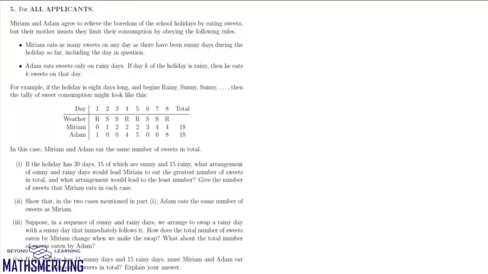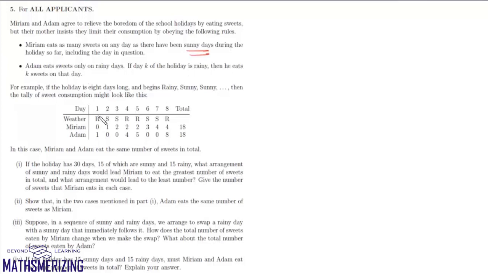Now question number 5 is some sort of puzzle. It says Miriam and Adam agree to relieve the boredom of the school holiday by eating sweets, but their mother insists that they limit their consumption by obeying the following rules. Miriam eats as many sweets on any day as there have been sunny days during the holidays so far, including the day in question. Adam eats sweets only on rainy days. If day k of holiday is rainy, then he eats k sweets on that day. So they have given this example.